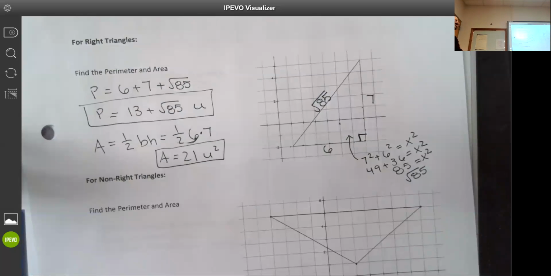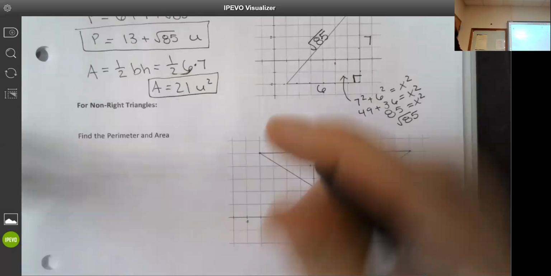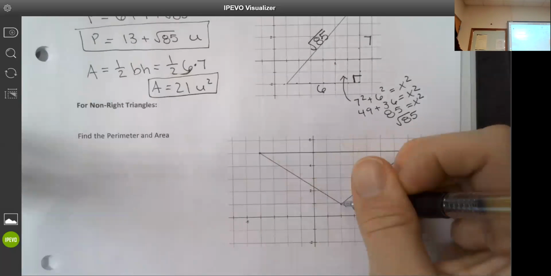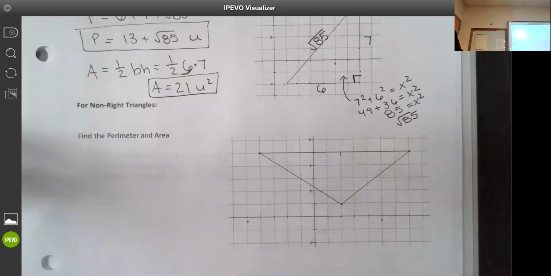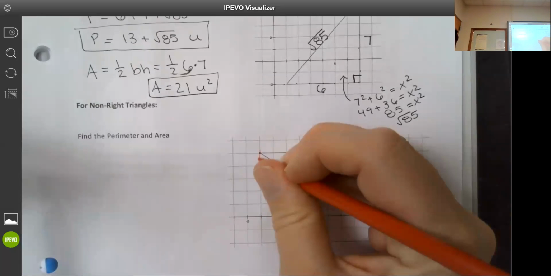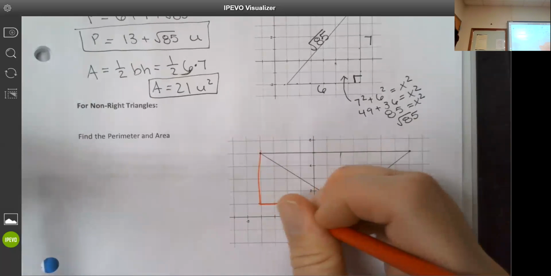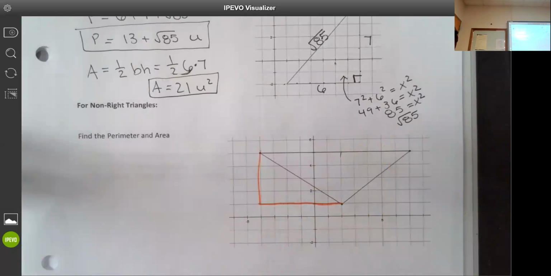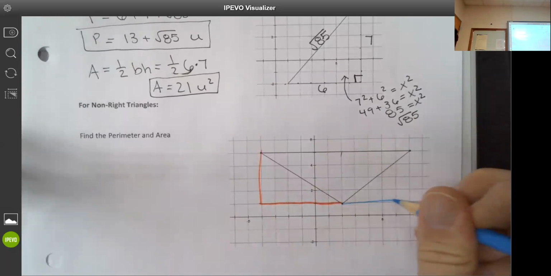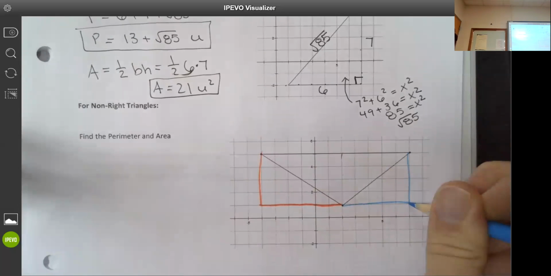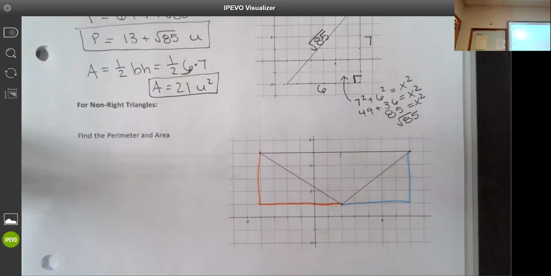Now, once we get to non-right triangles, technically with this one I could find the height by drawing in an altitude here. But really, let's treat it the same as our rectangles. So to find our slanted length, we draw in right triangles. Okay, to find those slanted lengths, we draw in right triangles. Nothing different than what we just did with a four-sided figure.